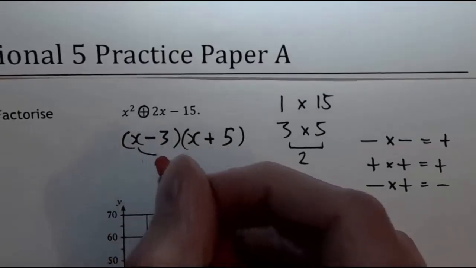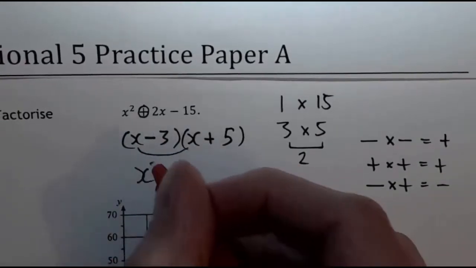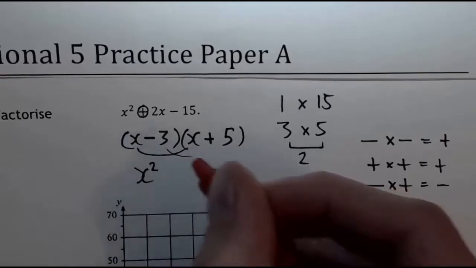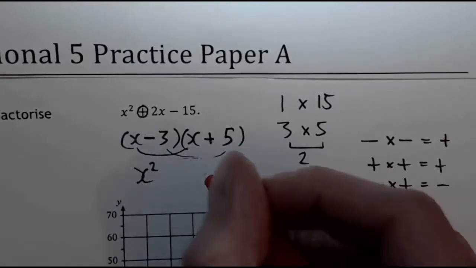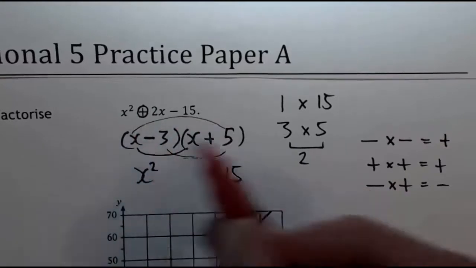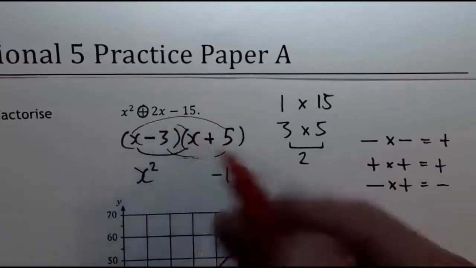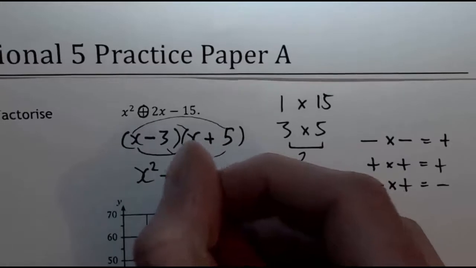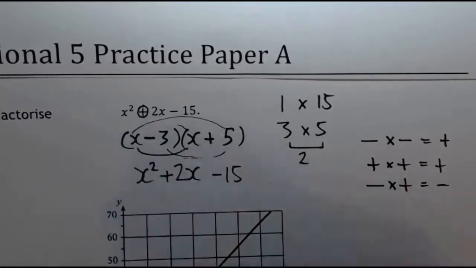So just to double check, that's your x squared. That's your minus 15. That is 5x minus 3x, and that is 2x. So that's your answer to that one.